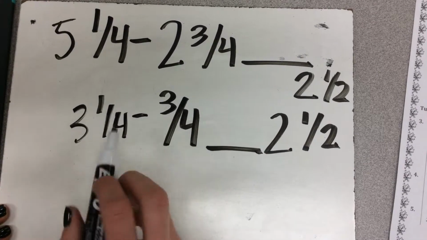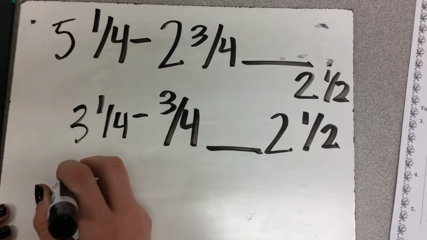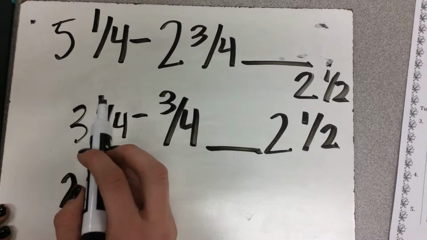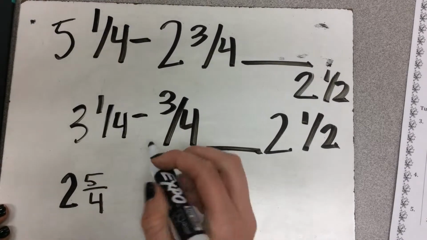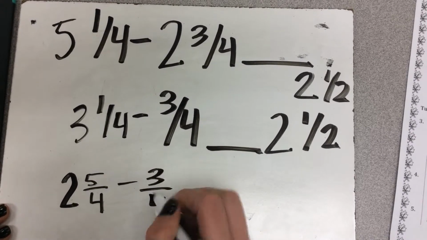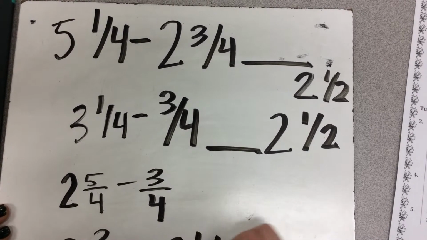We have fourths here, but I can't take 3 away from 1. So let's turn one of these wholes into fourths. So it'd be turning into 4/4. We'll add it to 1/4, so we'd get 5/4. So 2 5/4 minus 3/4, so we can do that. That is 2, and 5 minus 3 is 2/4, or 2 1/2.